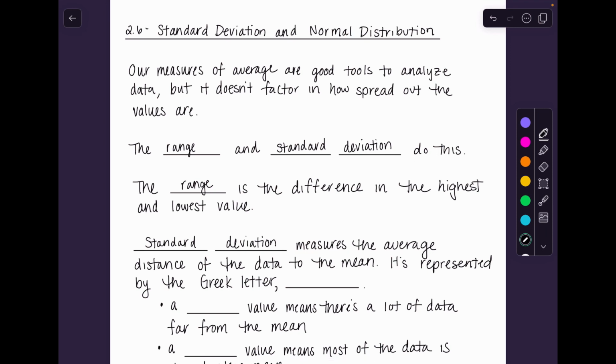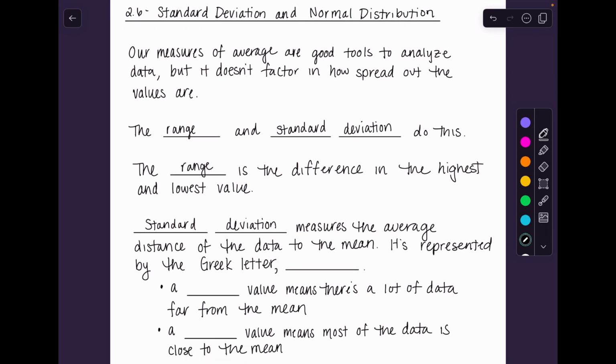Standard deviation measures the average distance of the data values to the mean. So you have all of your data, you have this number that's representing the average, and it should be somewhere in the middle. And we want to see, is our data close by? Is it far apart? The standard deviation will do this. It's represented by the Greek letter sigma. Just like when we talk about the mean, we use that X bar, for standard deviation we have the Greek letter that looks like this. So if we're asked to find the standard deviation, we're looking for sigma.